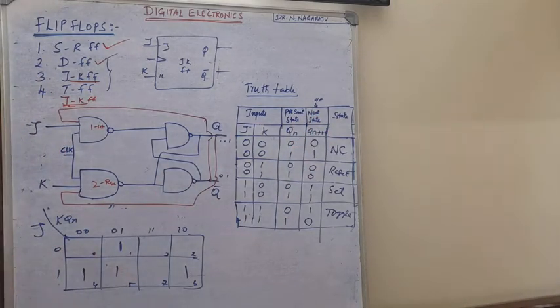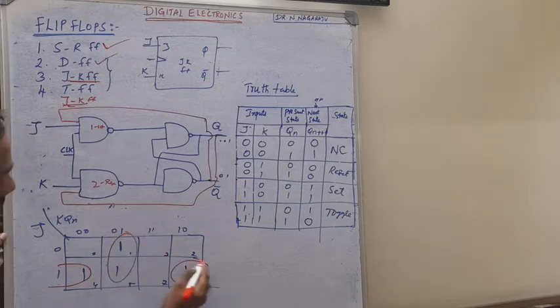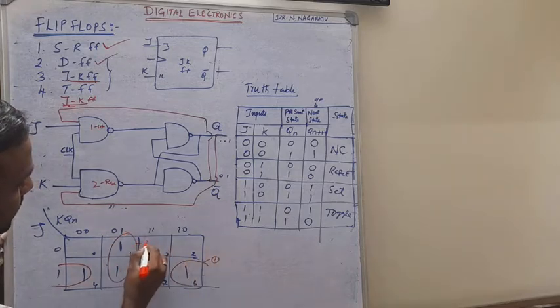Now we check the grouping. Is any octet possible? No. Is a quad possible? No. Only the pairing concept. So here I am going to pair these two. This is one group and this is another group. So this is group number 1 and this is group number 2.